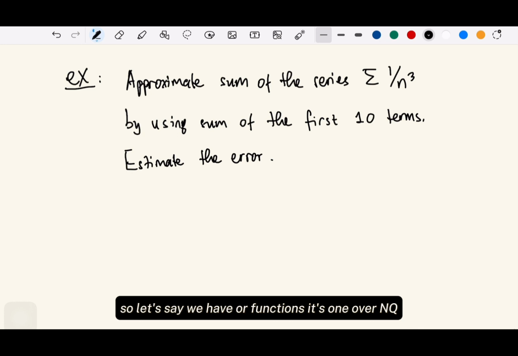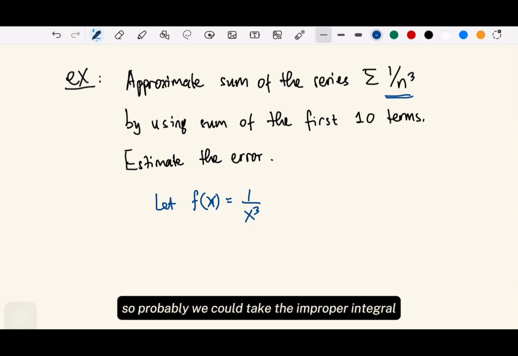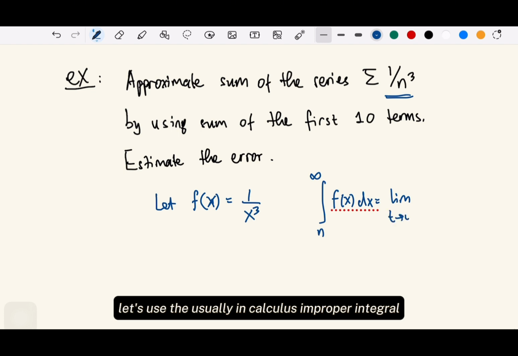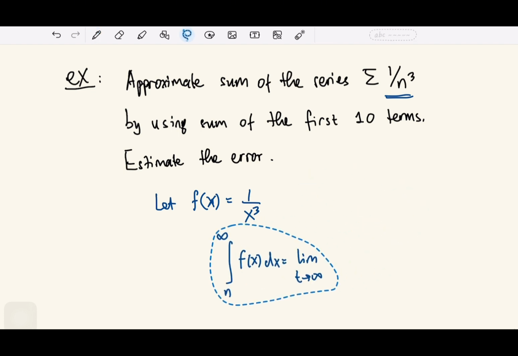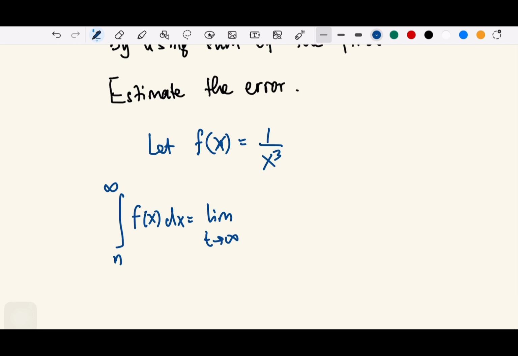Let's say our function is 1 over n cubed, but let me write it as a function of x. So let f of x equal 1 over x cubed. Probably we could take the improper integral from n to infinity of f(x) dx, and then take the limit. Let's use t. Usually in calculus for an improper integral, we define a new variable t that approaches infinity.